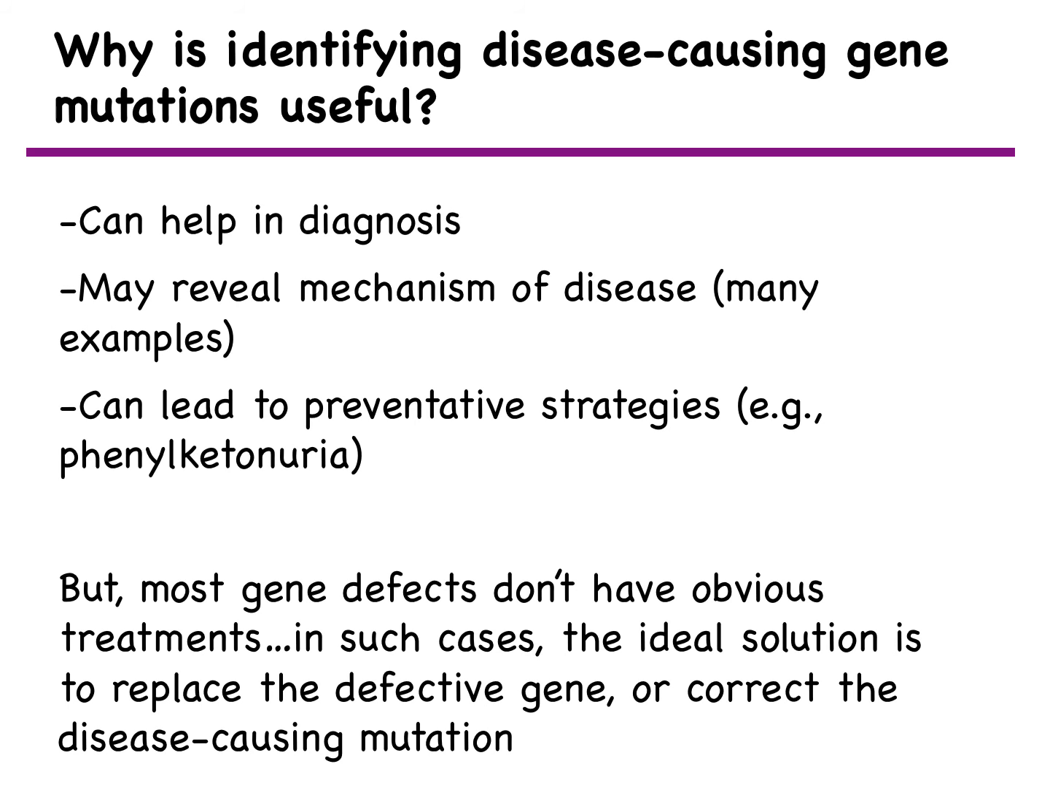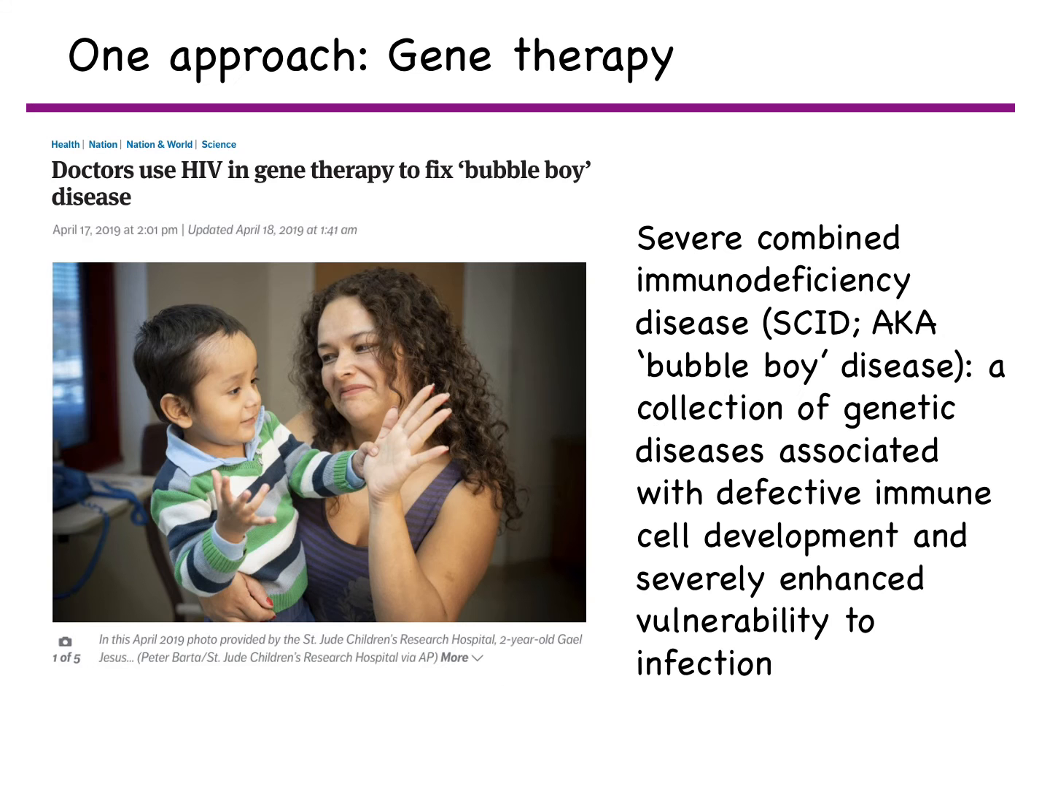But it turns out many of the gene defects that you detect don't have obvious treatments, and in such cases the ideal solution is to replace the defective gene or to do something to correct the nature of that defect. We'll talk about two different approaches for correcting gene defects that cause disease. One approach we'll talk about first is gene therapy.